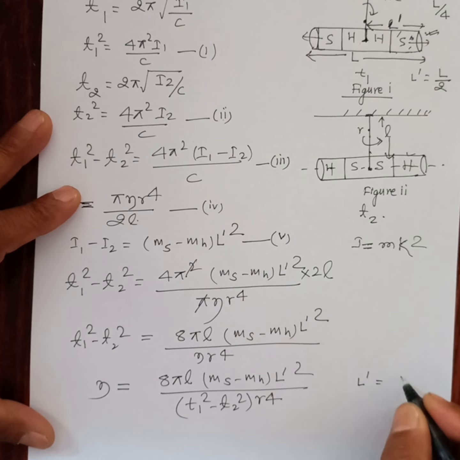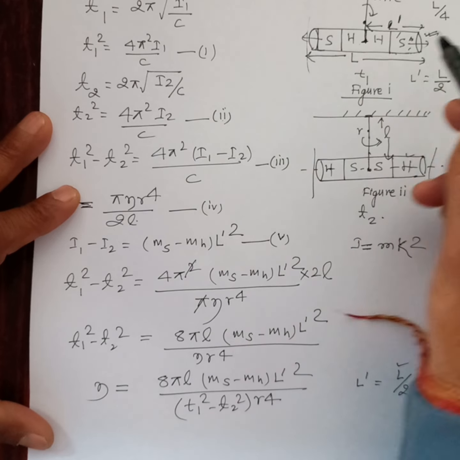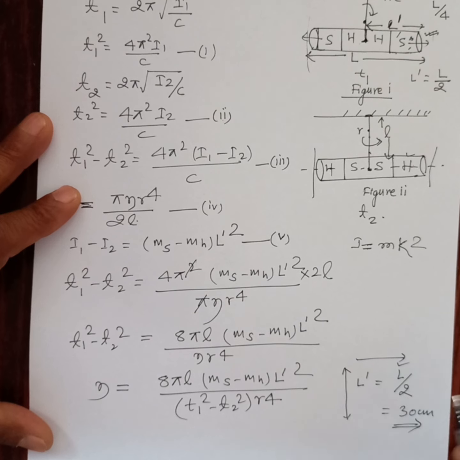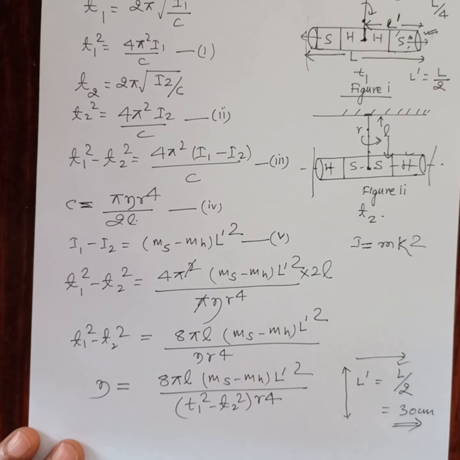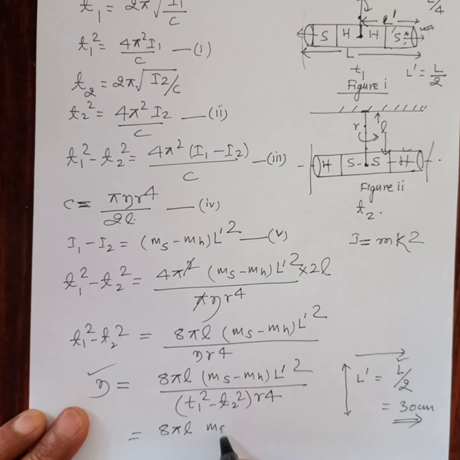Here L dash is actually L by 2. L is the length of Maxwell's needle, from here to here, the total length. It is generally equal to 30 centimeter, but we have to measure it in the lab. It depends on the Maxwell's needle quality and its nature. Okay, so 30 centimeter. Thus you have to determine the modulus of rigidity. You have to convert this L dash into the total length of the Maxwell's needle: 8 pi l, small l the length of the wire, times the mass of the solid cylinder minus the mass of the hollow cylinder times L square by 4.